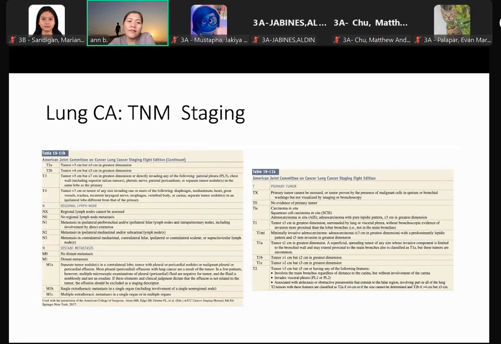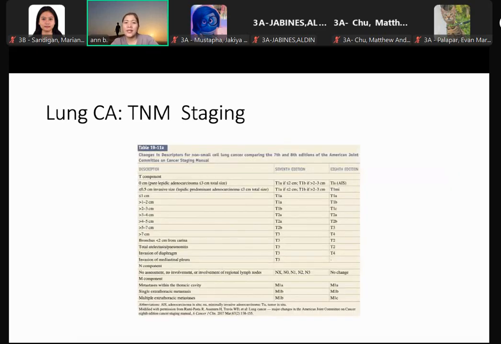TNM staging. Even though you did not encounter it, we have the 9th edition already. The American Joint Committee on Cancer lung cancer staging 8th edition is on your screen, but we have a 9th edition already. Because the book in Schwartz still has the 8th, we follow this 8th TNM staging. But again, as I have mentioned, we have the 9th edition already.